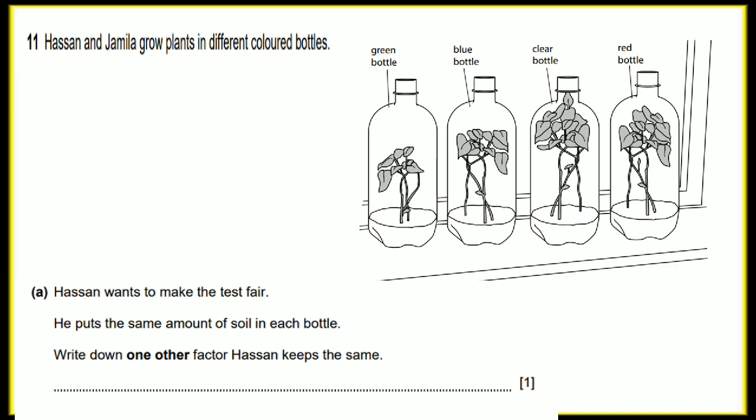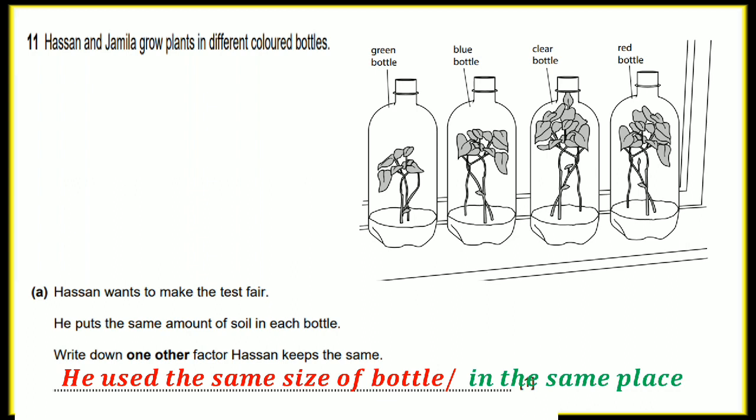Hassan and Jamila grew plants in different colored bottles. Hassan wants to make the test fair. He put the same amount of soil in each bottle. Write down one other factor kept the same. He used the same size of bottle and he put them in the same place, on the window, to expose the same amount of light.